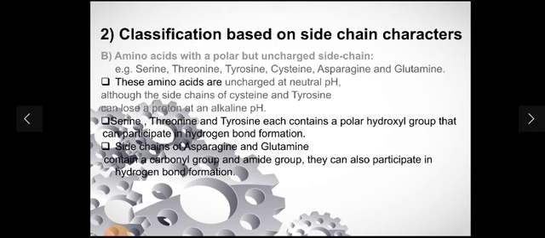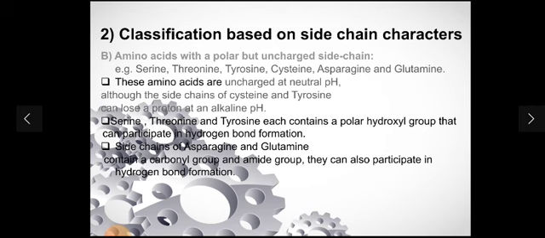For example, you have serine, threonine, tyrosine, cysteine, asparagine, and glutamine. Now these amino acids are uncharged at neutral pH. In other words, when we adjust the pH away from neutrality, they can be charged, but we are looking at when they are at pH 7 or at a neutral pH.